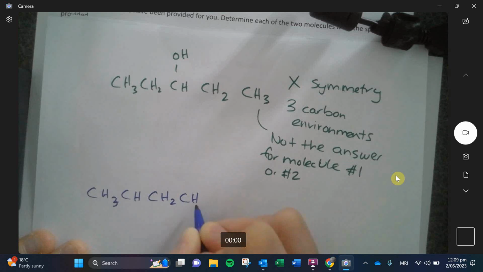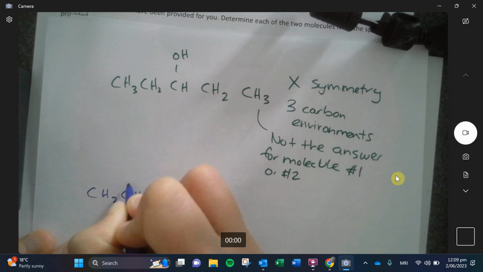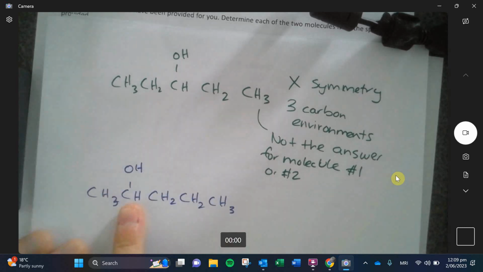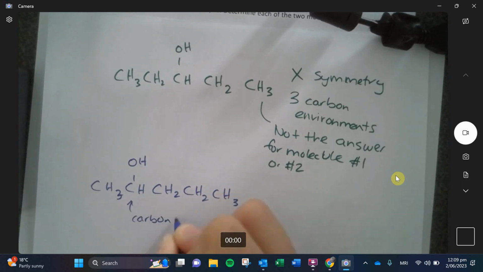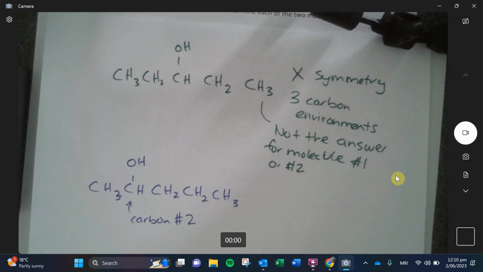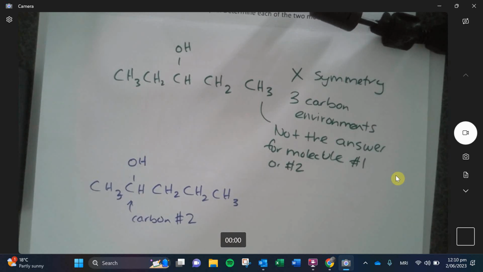One, two, three, four, five. You moved the OH into carbon number 2. Go with that? Happy with that? Cool. Does this one meet the criteria? Yes. Five carbon environments. This one does.